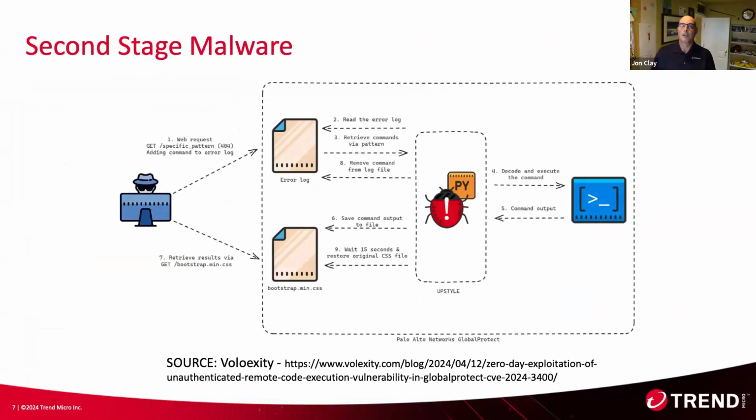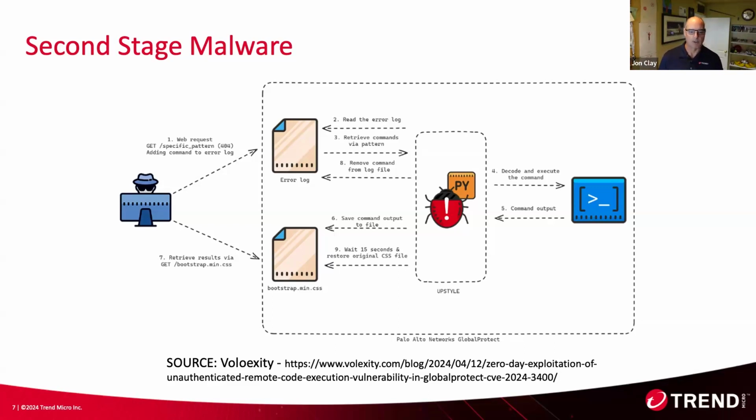Now, there was second stage malware that was deployed by the adversaries. So the initial access was done by the exploit, but once they were inside the organization, they dropped some second stage malware. And you can see here, this comes from the Velocity website. So I've got the URL there if you want to go look at some more information about it. They've got this information on their website, but you can see it.